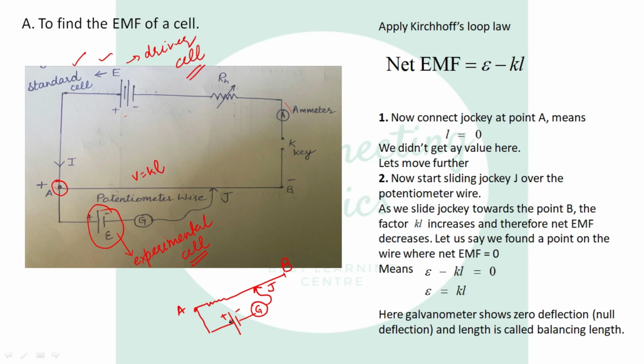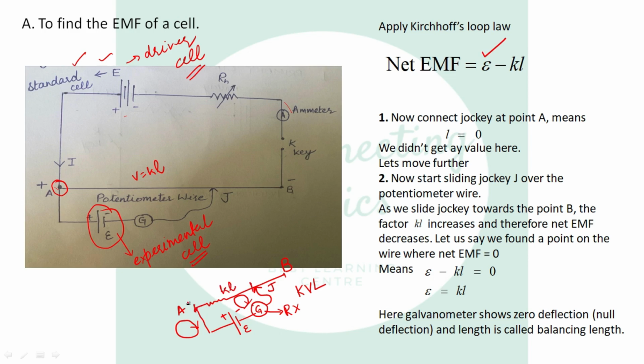So let us apply Kirchhoff's law here in the clockwise direction, Kirchhoff's voltage law or loop law. If we neglect the resistance of the galvanometer, because it is very small, let us apply Kirchhoff's law like this in the clockwise direction. When we move from here to here, we are going from negative to positive, so the EMF of this cell is positive. Now when we move across this wire, the potential drop is K into L.